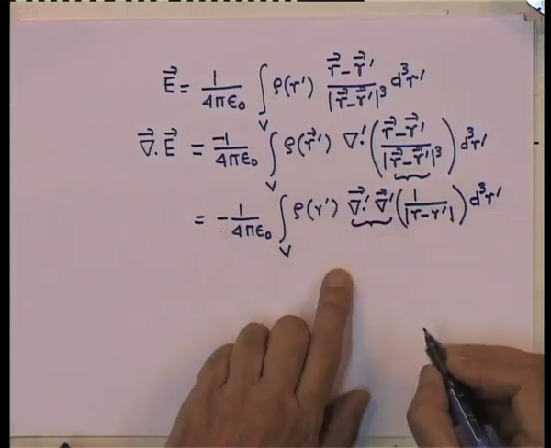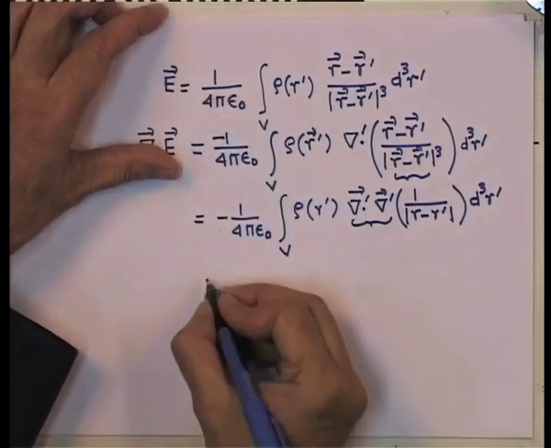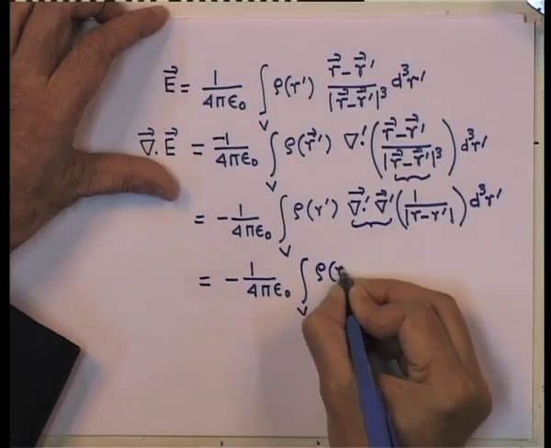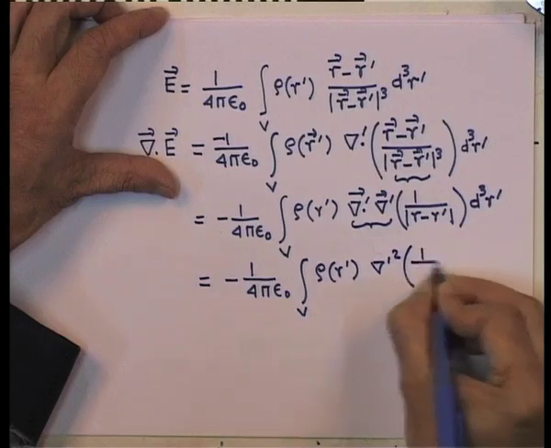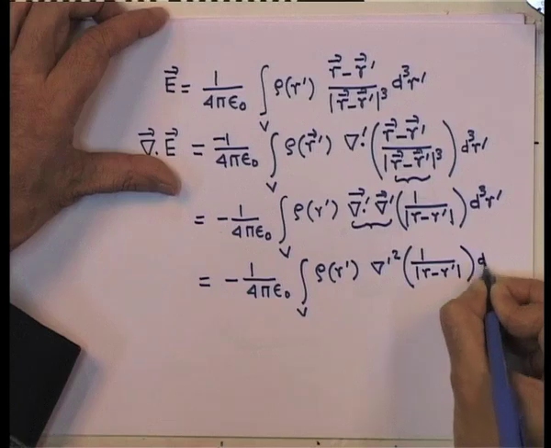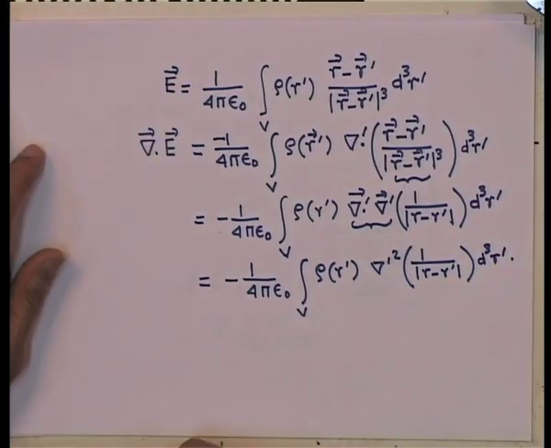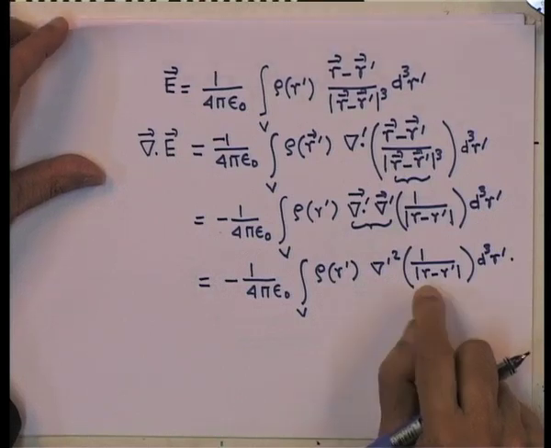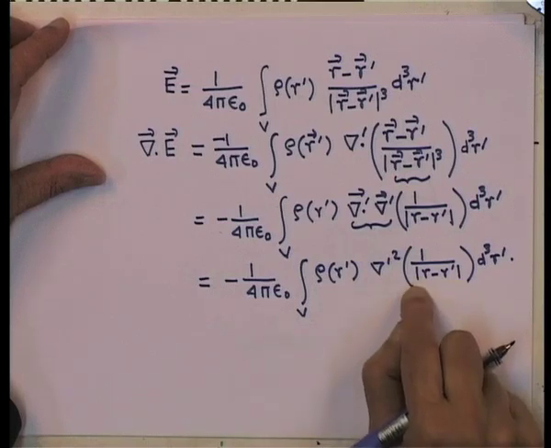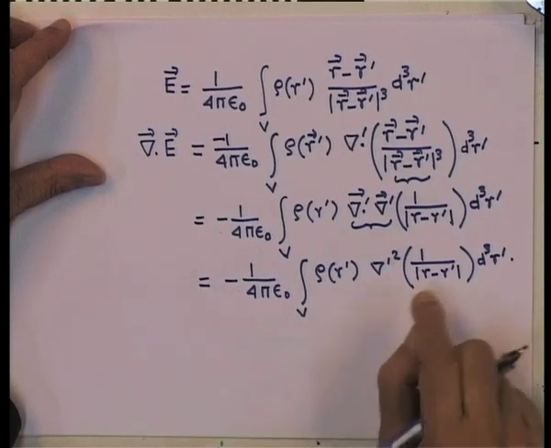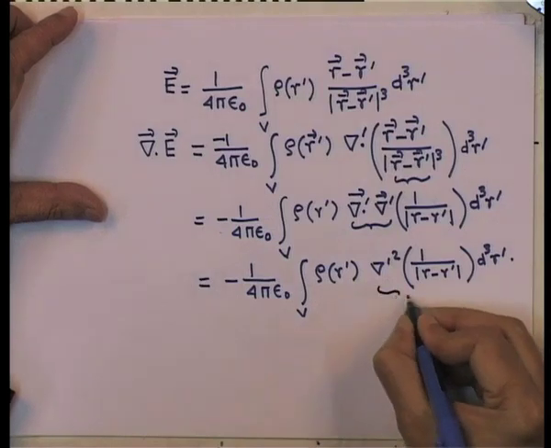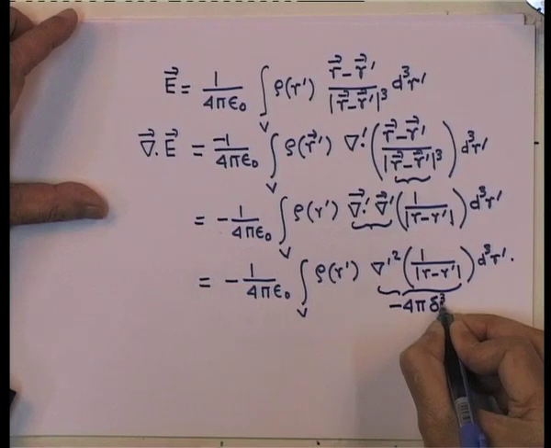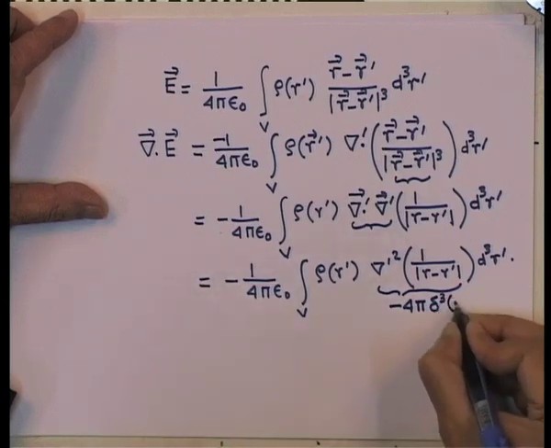But this is nothing but del prime square. So, this is equal to minus 1 over 4 pi epsilon 0 integral over the volume rho of r prime del prime square of 1 over the magnitude of r minus r prime, d cube r prime. If you recall, when we talked about the Laplacian operator, we said del square of 1 over r, where r is a magnitude, is equal to minus 4 pi times the delta function. This is actually a 3-dimensional delta function. So, this quantity here is minus 4 pi times the delta function, which I indicate by delta cube of r minus r prime.